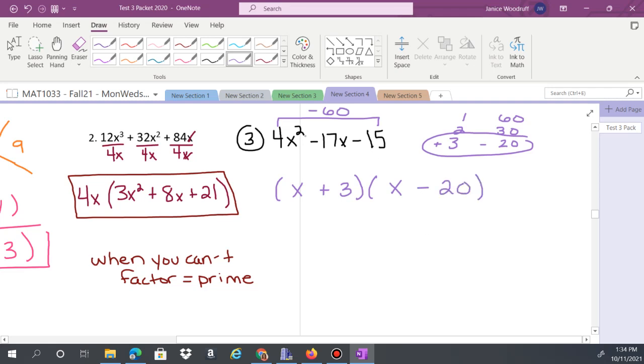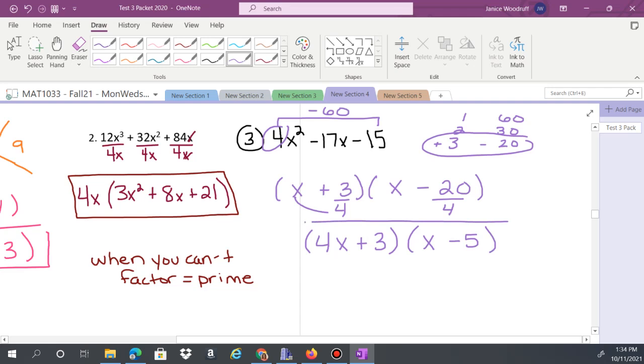And then, mistake, I forgot my a. So I'm going to put this underneath both. And then this will not simplify, so I'm just going to go ahead and put the 4 in front of the x. So 4x plus 3. And then 20 over 4, that simplifies, right? That's just 5. And that was just a whole number, nothing to move in front of the x. So 4x plus 3, x minus 5.